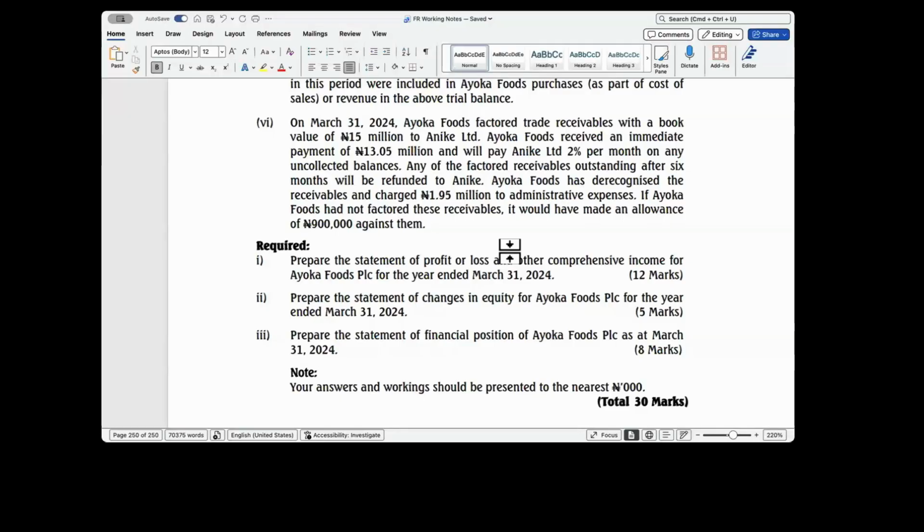They are giving us 12 marks. They also want us to prepare a statement of changes in equity for Ayoka Foods PLC for the year ended March 31st, 2024. They also want us to prepare a statement of financial position as of March 31st, 2024. Your answers and workings should be presented in the nearest thousands. So this is up to 30 marks, 13 plus 5, 17 plus 8, that's 25 marks.